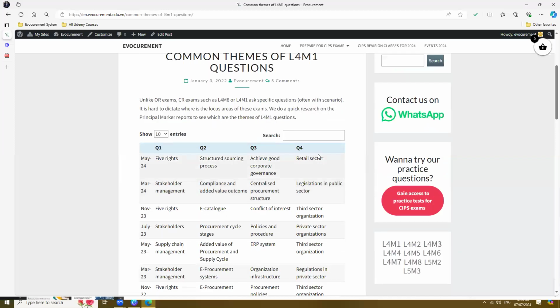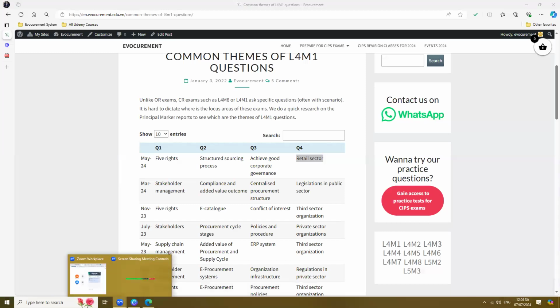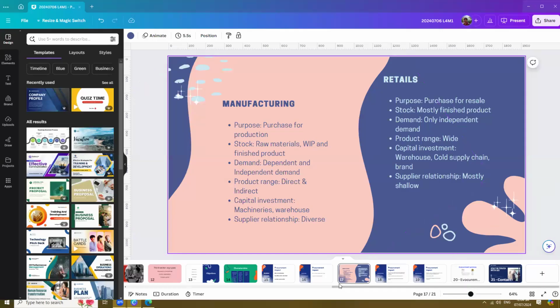Okay, this kind of question has recently become more relevant because they have changed the syllabus, so they make this question more frequent. So how can we address this kind of question?